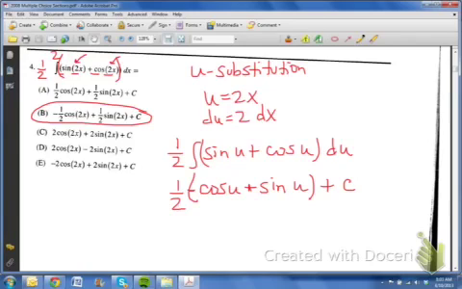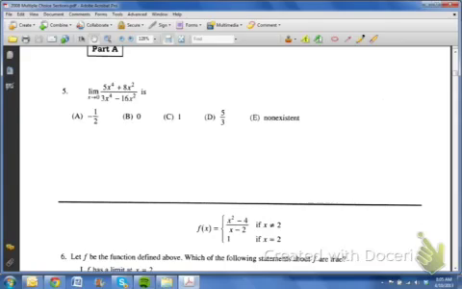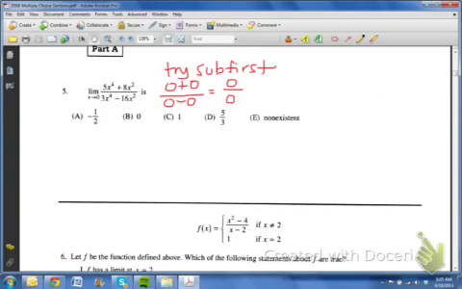All right, last one. You should always try substitution first on a limit problem. So if I plug 0 in, I get 0 plus 0 over 0 minus 0. That means there's a hole in the graph. So we need to factor and cancel. Then sub.